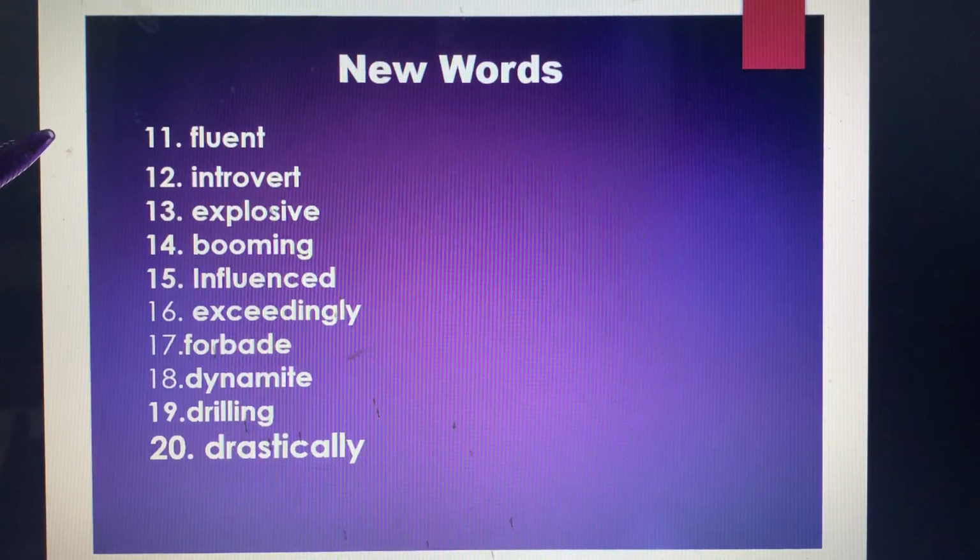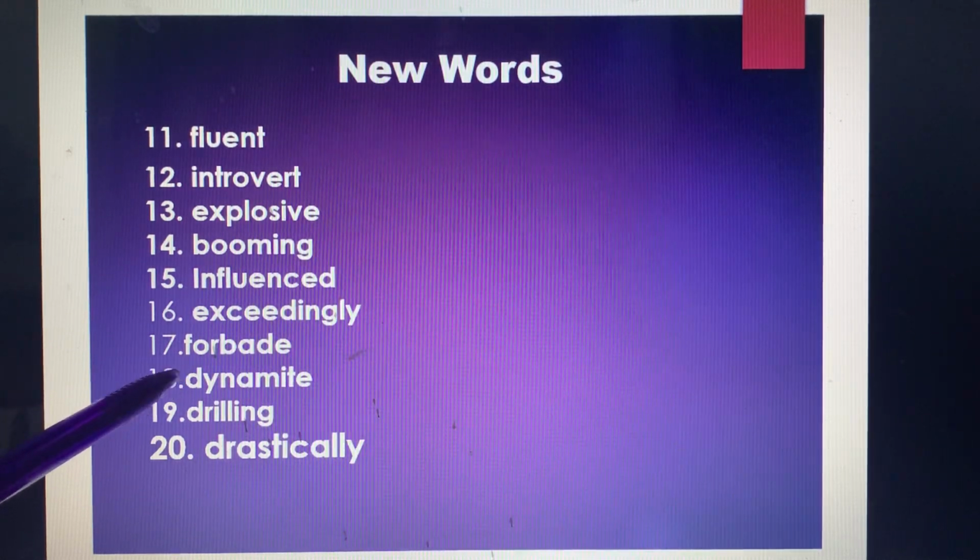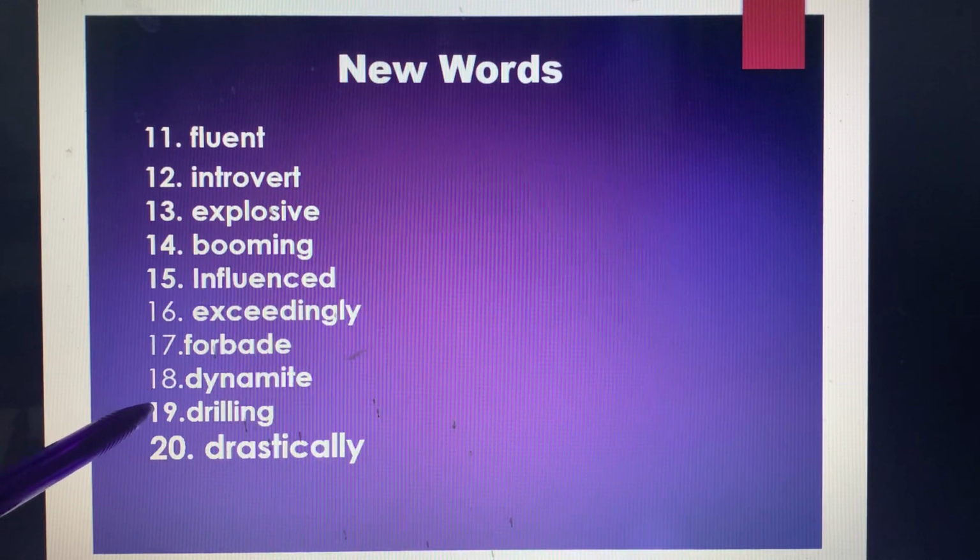First is fluent, number 11. Then 12th is introvert. Then 13th is explosive, blast. 14th is blooming. Then 15th is influence. These all are from your book only, and if you find a few more new words you can write those also. Then number 16 is exceedingly, number 17 is forbid, then number 18 is dynamite, and then drilling, then drastically. If you find any other new word and you are not able to learn its spelling, you can write that particular word also.